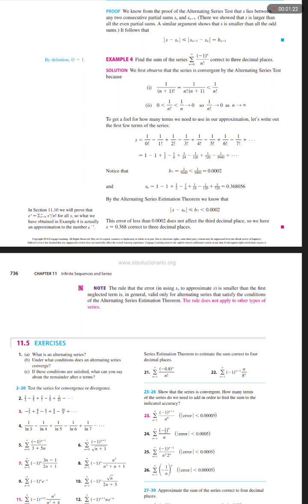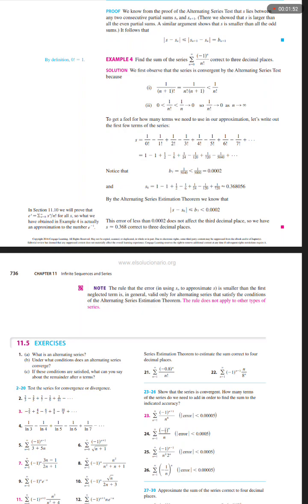0 is less than 1 over n factorial, which means that 1 over n factorial is greater than 0, but it's less than 1 over n, approaching 0. So 1 over n factorial approaches 0 as n approaches infinity.